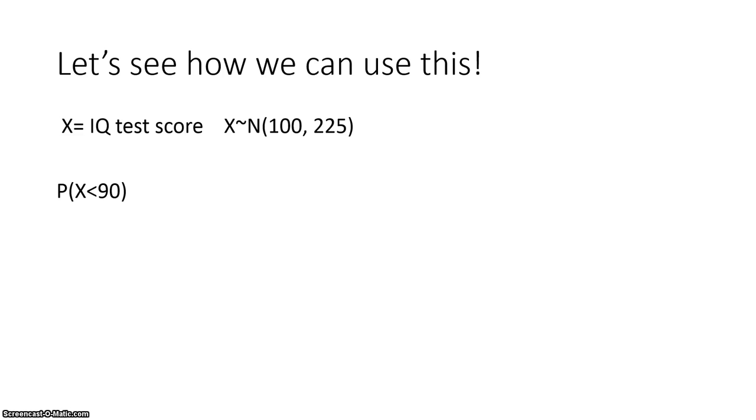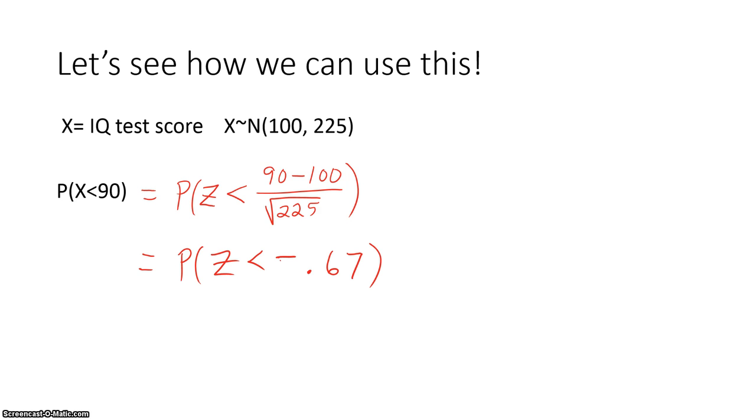What if I want the probability that my random variable, my IQ test score, for a randomly selected person is less than 90? Again, I'm going to transform these by standardizing, subtract the mean, 100, divide by the standard deviation, which is the square root of that variance. So I'm going to be able to find the probability that x is less than 90 by using the probability that a standard normal random variable is less than negative 0.67.